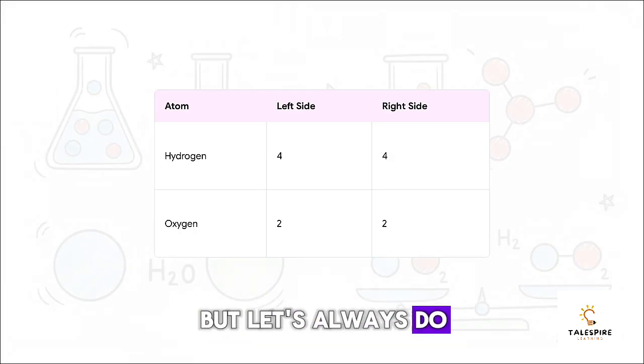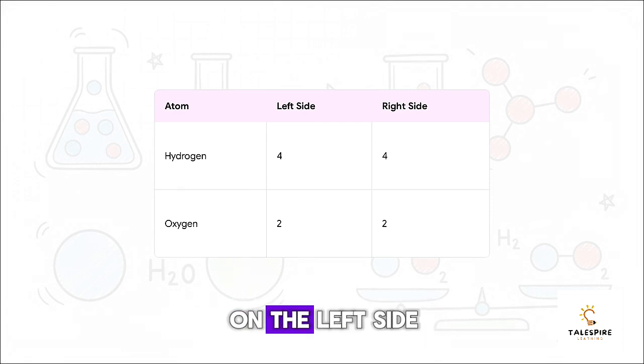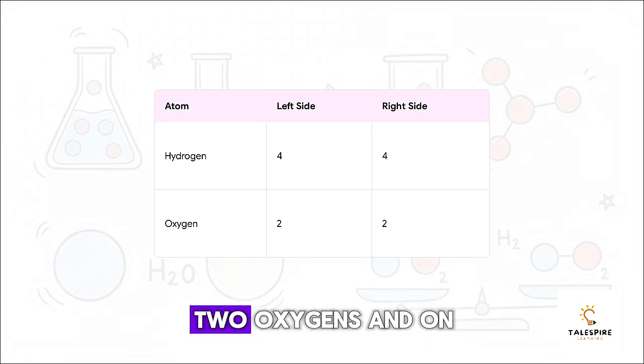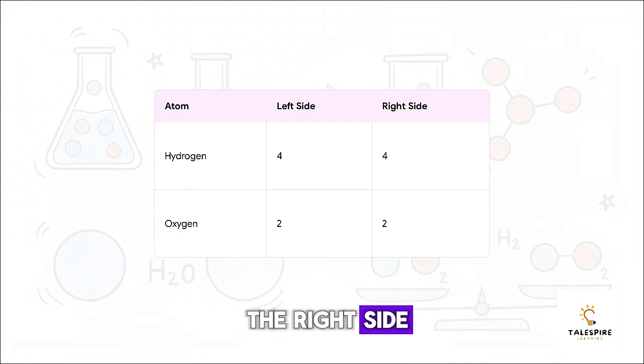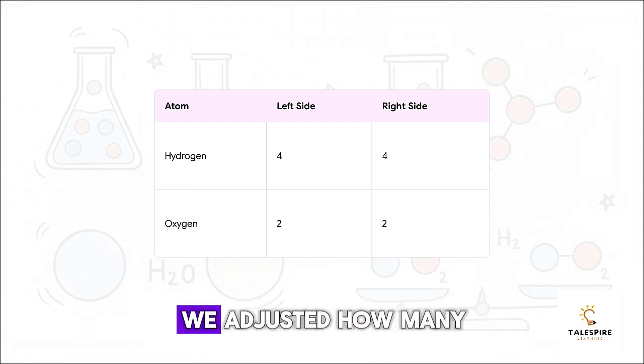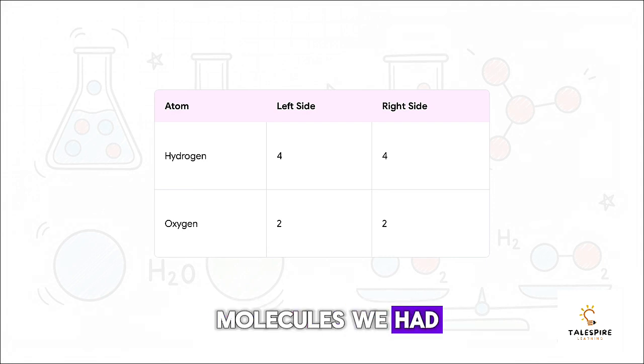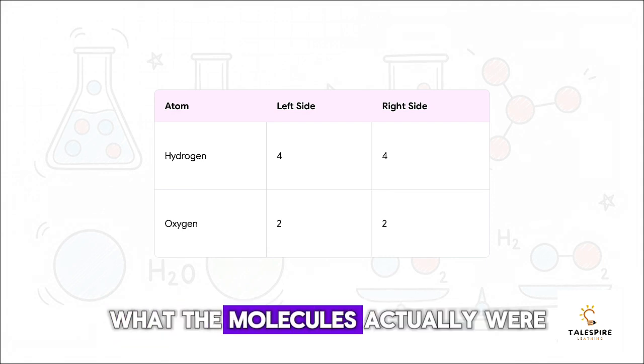But let's always do a final check, just to be sure. On the left side, 4 hydrogens, 2 oxygens. And on the right side, 4 hydrogens, 2 oxygens. It's perfectly balanced, see? We adjusted how many molecules we had, but we never changed what the molecules actually were.